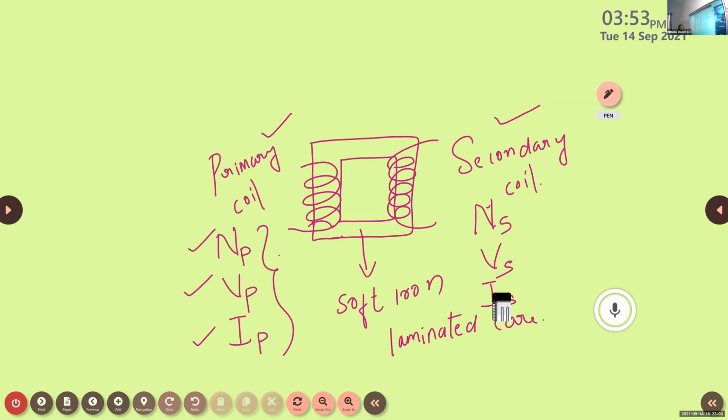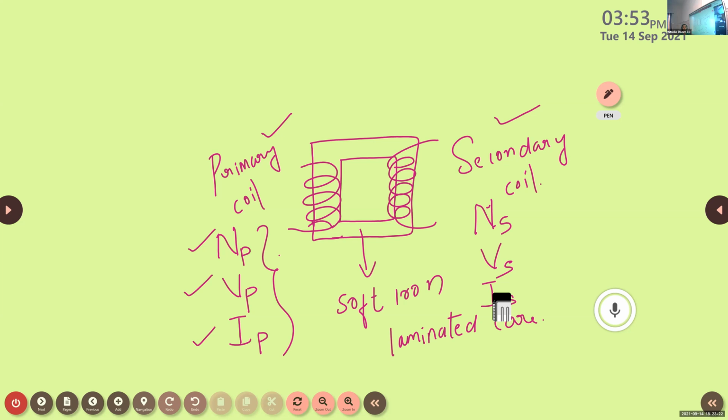So here we are describing the transformer. It is a device that is used to either increase or decrease the value of voltage. It basically consists of a soft iron laminated core and two coils. The coils are taken as the primary coil and the secondary coil.